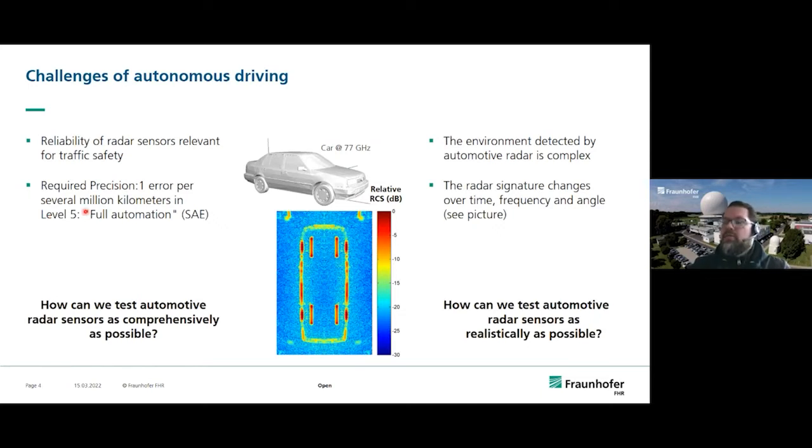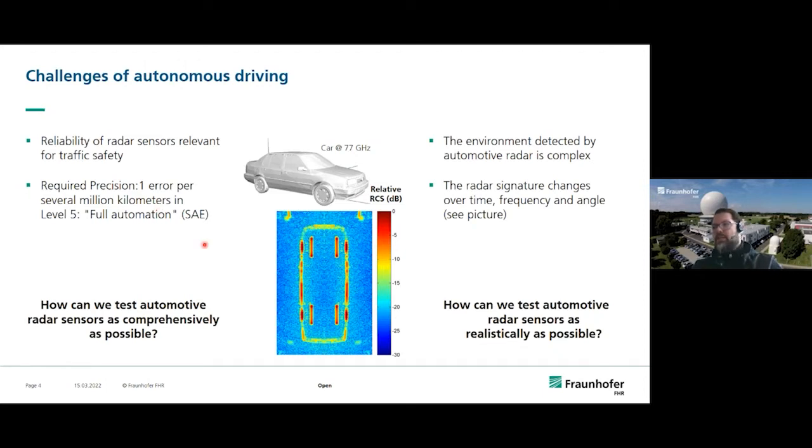So from this directly comes a question: if we want to do this, how can we test automotive radar sensors as comprehensively as possible to consider these many kilometers and make sure that no error occurs within this range, within this distance?